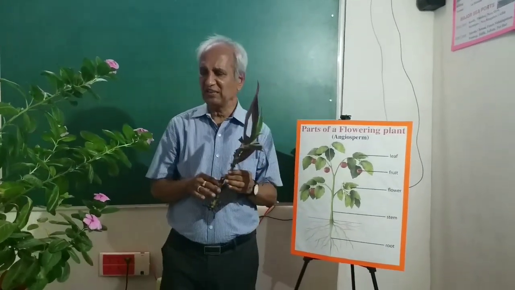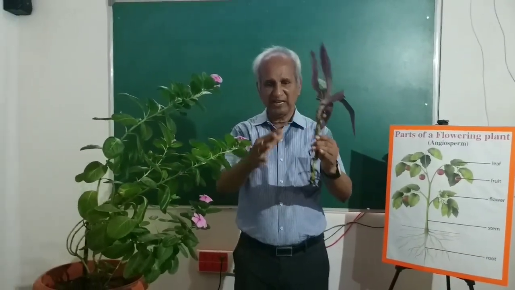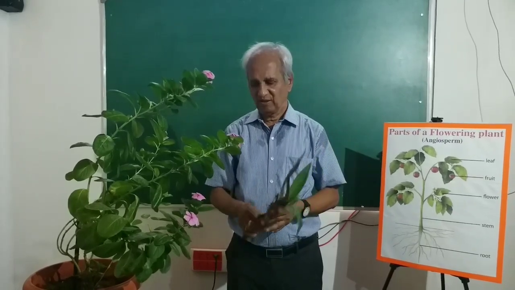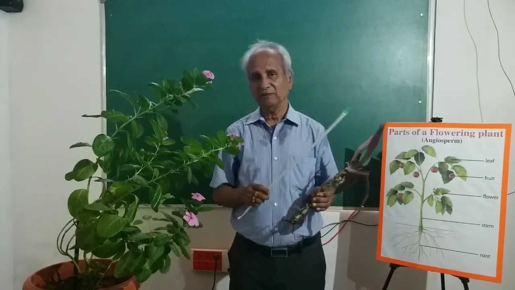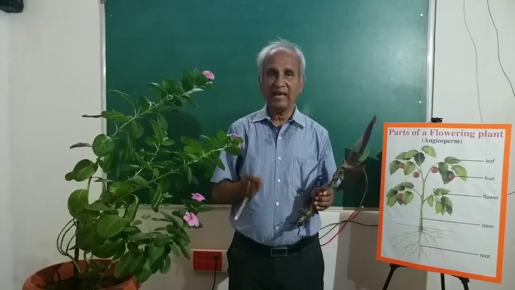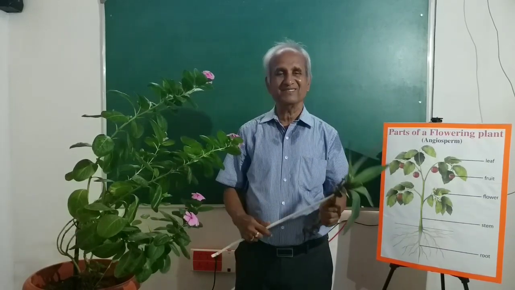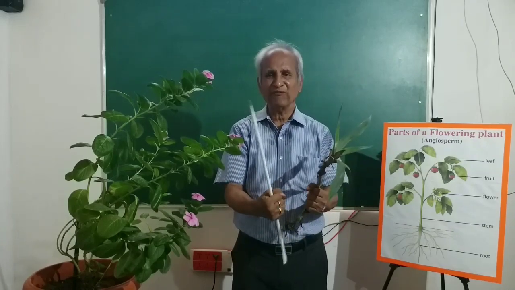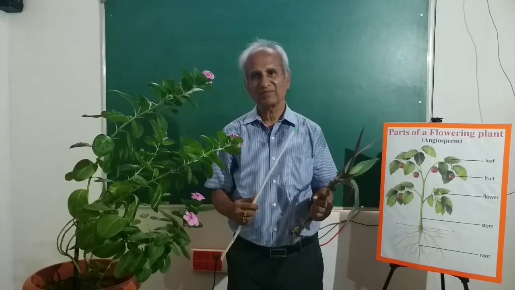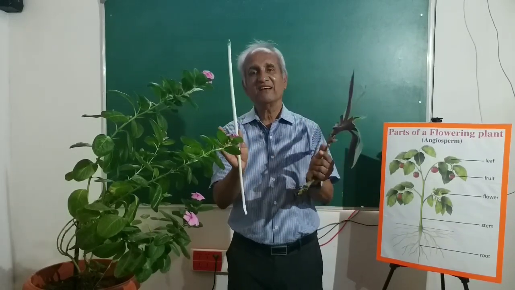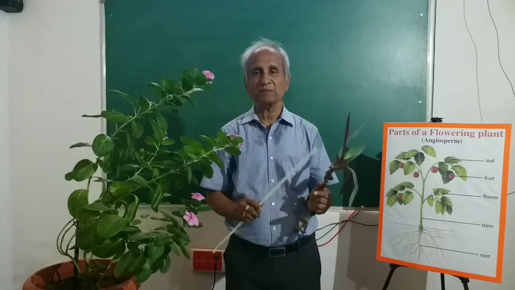Now, what is the function of the root system? If I pull out this plant, the plant will have an elaborate root system. What are the jobs that the roots do? The primary thing is that they anchor the plant to the ground. It is held very well with the help of the root system, and the plant is able to sustain itself with the help of the root system.